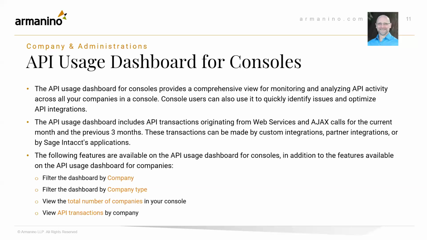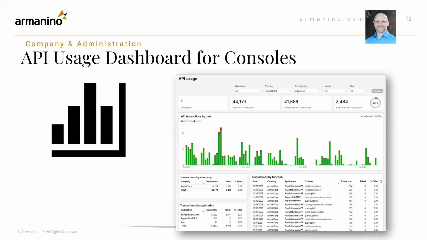And you can do things like filter by company type. In fact, here's an example of an API usage dashboard in that instance where, unfortunately, this shows one company, but you could have multiple companies here showing things like your total API, completed API, and your failed, and you've got a number of different filters up here that allow you to leverage and filter the data appropriately.